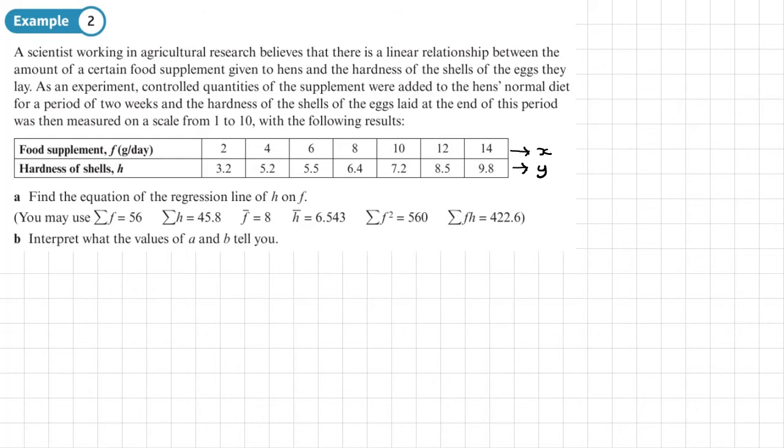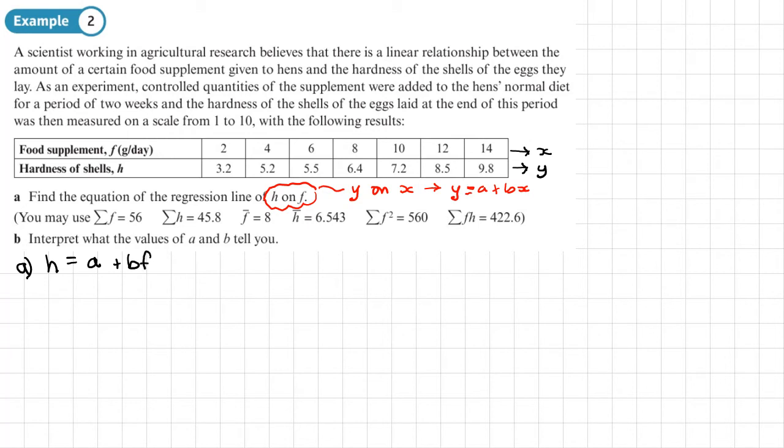So part A, we want to find the equation of regression line of H on F. Now it's important that we get the letters the right way around. Now normally we would see this as the regression line of Y on X. So since our regression line is of the form Y equals A plus BX, we need to make sure that we put H and F in the right place. So H is where my Y is going to be. So H equals A plus BF.